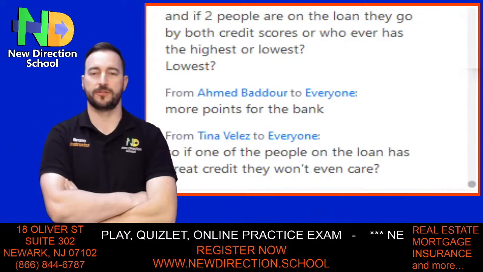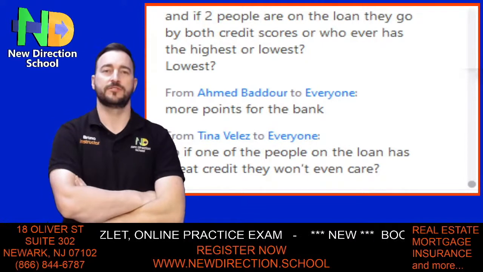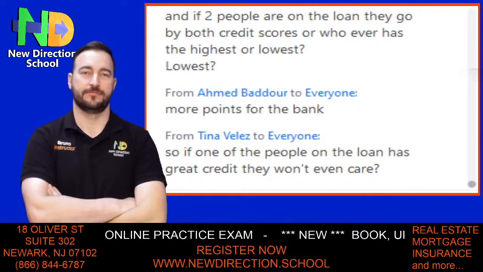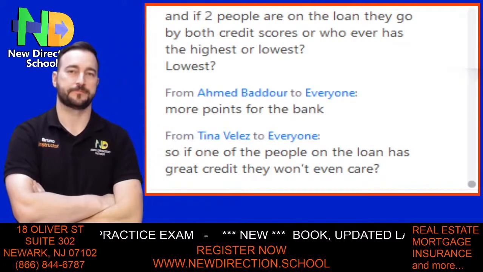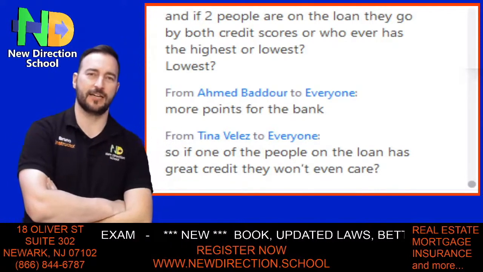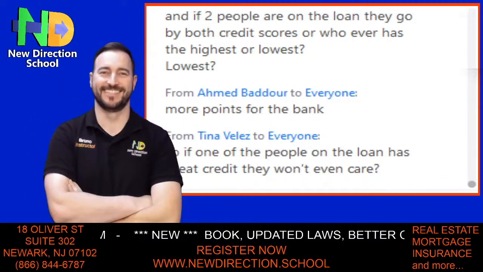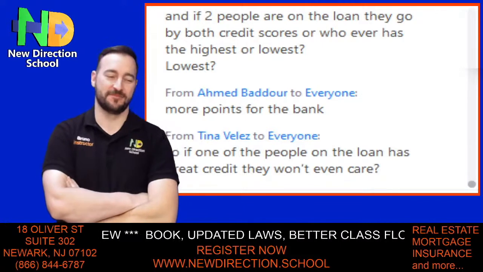So if one of the people on the loan has great credit, they don't even care. Again, sometimes just separate for that particular loan. And Tina's going to go, well, but I'm the one with the cash and he's the one with the credit. Yeah? Okay, cool. So sometimes it happens like that.